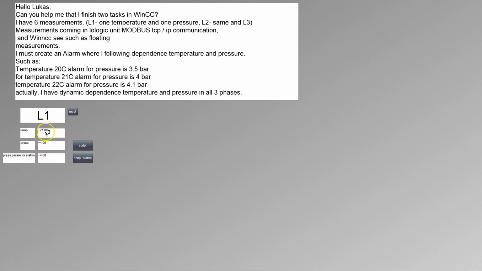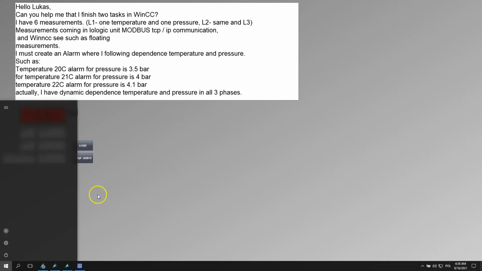Okay, let's try to 22 temp. Now the scripting is 4.1, I think, or not, 23. Yes, 4.1. The scripting detects this for me, and the pressure is 4. So I have alarm? No, I don't have. But after I put 4.11, so it's greater than this, I should have the alarm. Yes, definitely I have this.